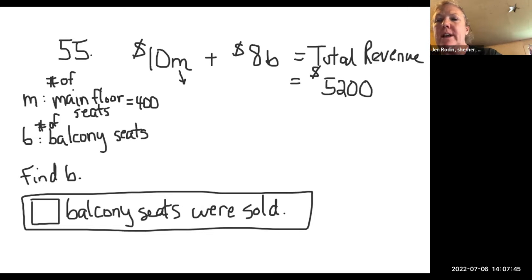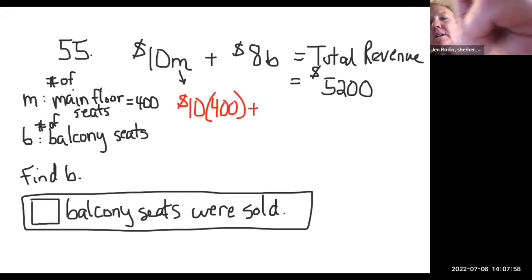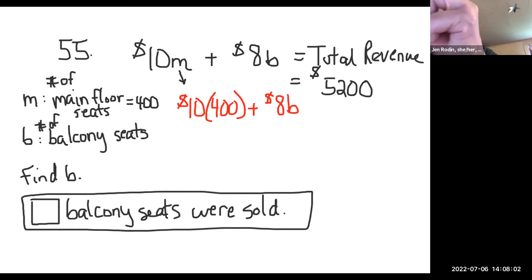So once we have all that roadmap on there, I think for me personally, it's much easier to look at. So $10 for each main floor seat times 400 seats. The labels are sometimes tricky for people too. We don't know B yet. And we know we're going to end up with $5,200 here. Careful with our labels still staying on there.